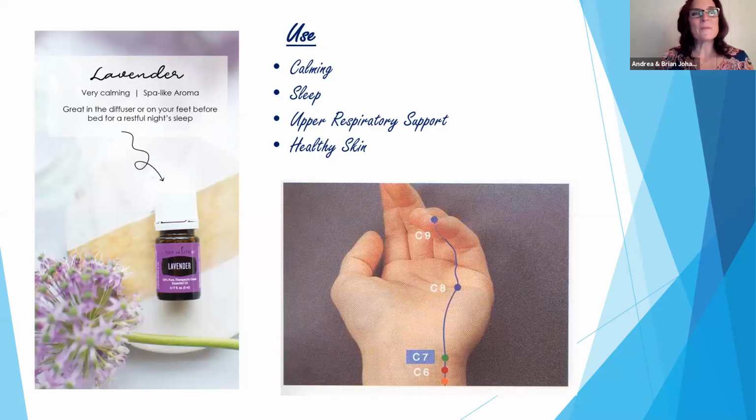So we'll talk about lavender first and some uses for lavender. Lavender is known as the Swiss Army knife of essential oils. It has a number of different uses, but some of the favorites include that it's very calming. It's wonderful to use to promote restful sleep. It's great for upper respiratory support, particularly for seasonal support. And it's wonderful for supporting healthy skin.